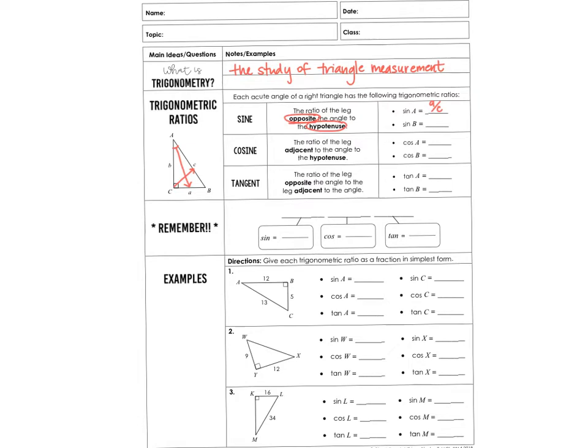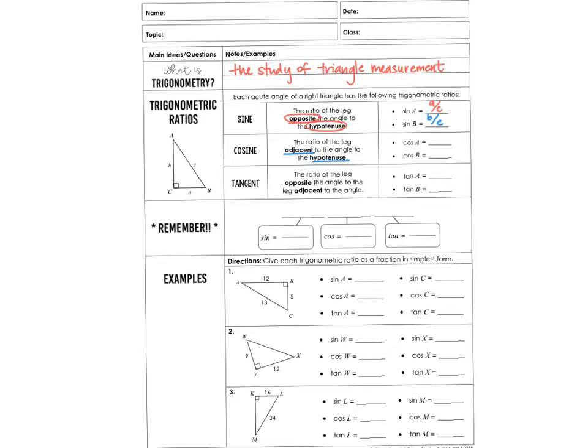Now, if we're looking at the sine of B, so we're looking at this angle here, the opposite is side length B, always over the hypotenuse, which is again going to be C. I'll show you an easier way to remember that in just a minute. But let's look at cosine. Cosine is a little different. Cosine is the ratio of the leg adjacent to the angle and the hypotenuse.